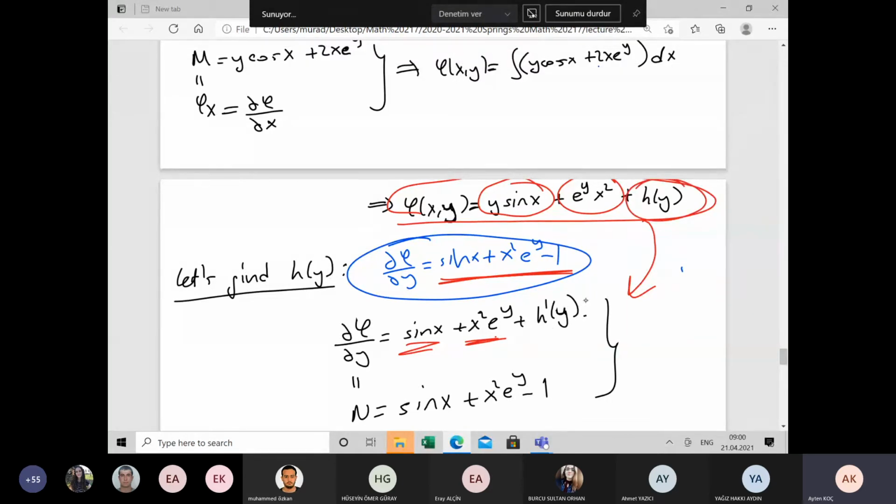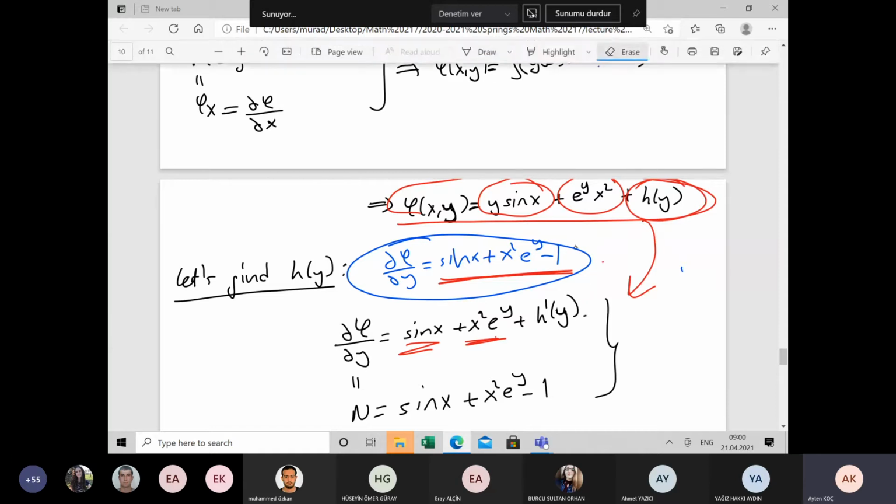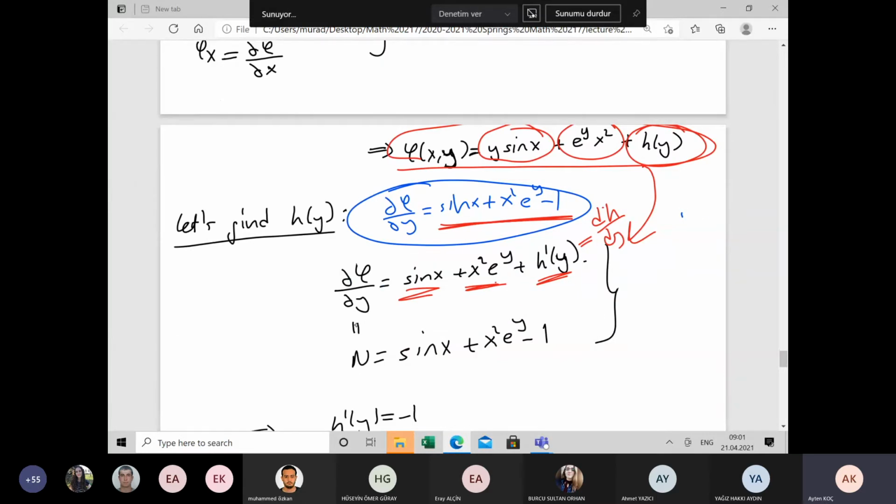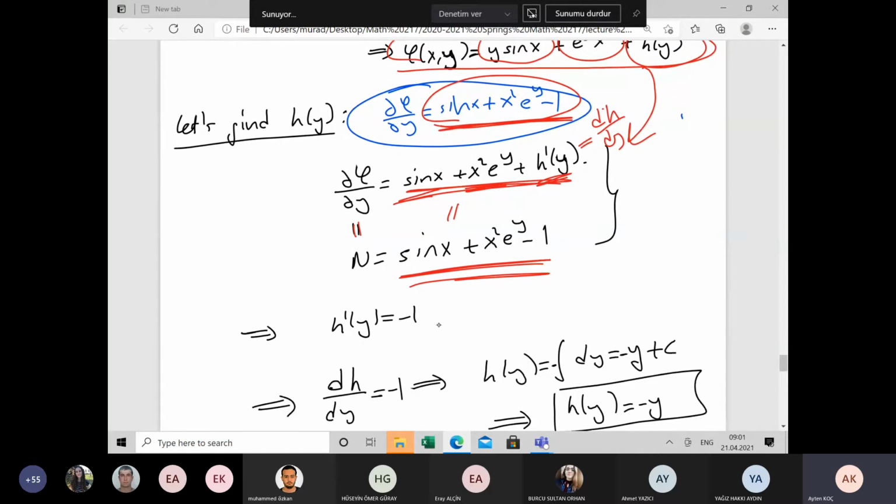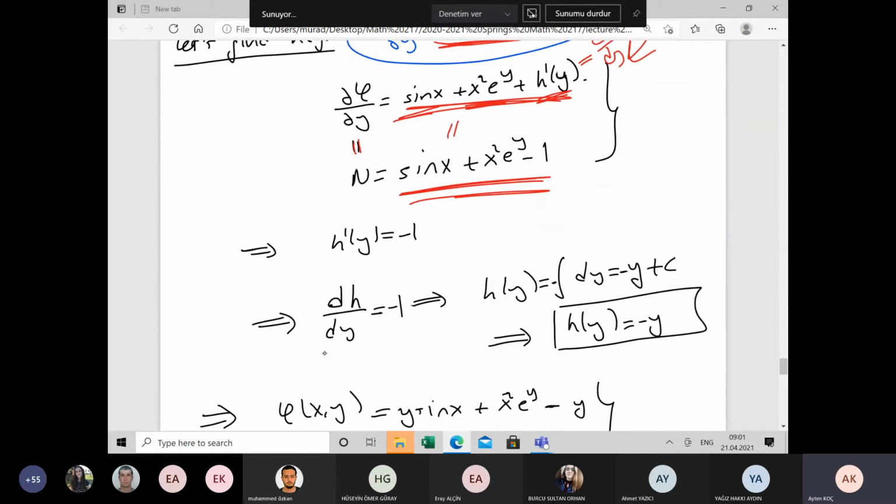Is it okay? h prime y is not a partial derivative, because this function depends on only one variable, so this one is not a partial derivative, it is an ordinary derivative. The dh over dy is h prime. And here we know that our equation is exact, so d phi over dy should be N, which should be this one. Is it okay? So this one is equal to this one. We obtain h prime y is minus 1. So dh over dy is minus 1.